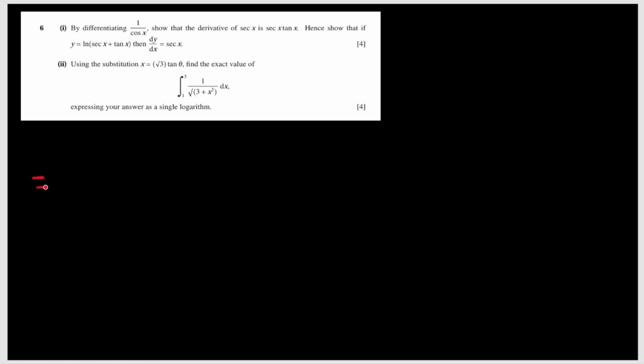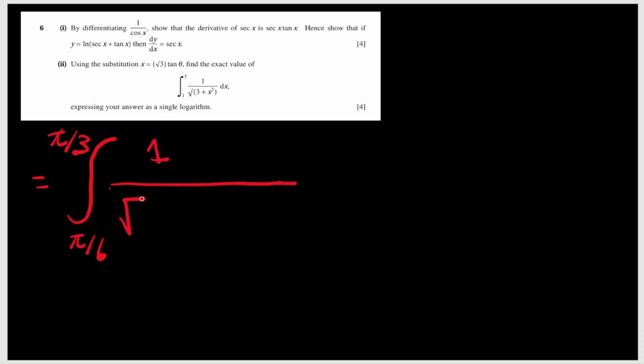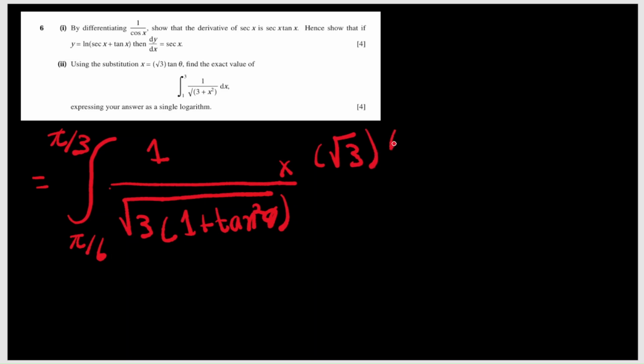We have the integral from pi by 6 to pi by 3 of 1 over 3 times 1 plus tan square theta, multiplied by root 3 sec square theta d theta. So we know that 1 plus tan square theta is sec square theta.